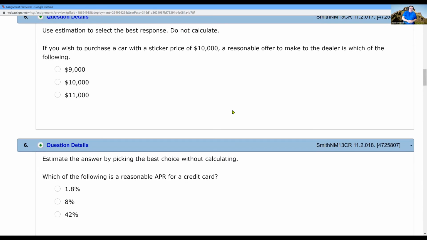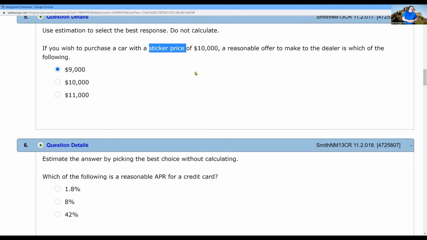Okay, we're still in the estimate world. If you want to purchase a car and it's $10,000, what would be a reasonable offer? $9,000. 5? Is that what you said? 9. The option was 9, 10, or 11. If you're paying cash, usually you can talk them down. Right. Okay. You could probably talk them down. Now, the thing that we need to look at here is this word here that you might not be aware of.